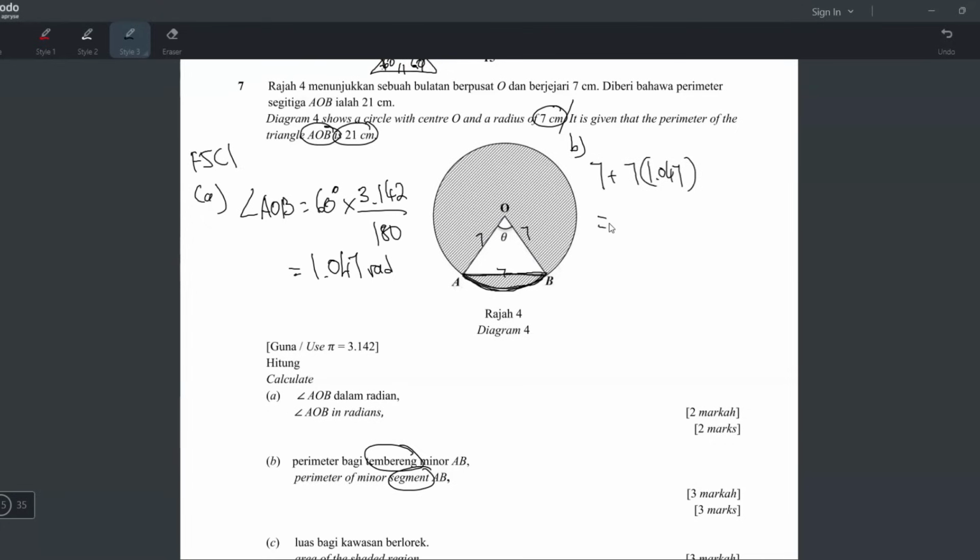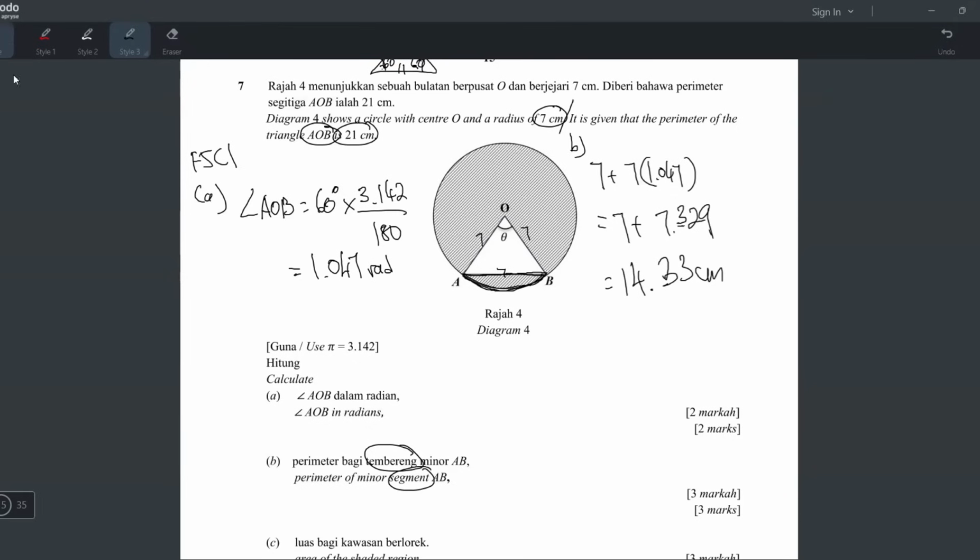So the answer is 14.33. 7 times 1.047 gives 7.329 here. So that's the arc. And then add 7, that is 14.33. If you write in 4 significant figures, that's the answer. Okay, now we are done.